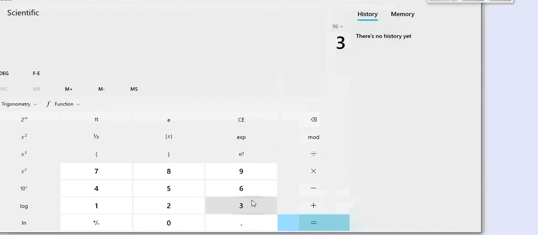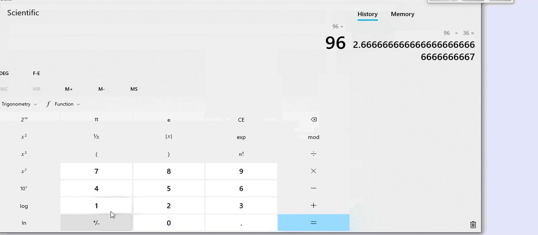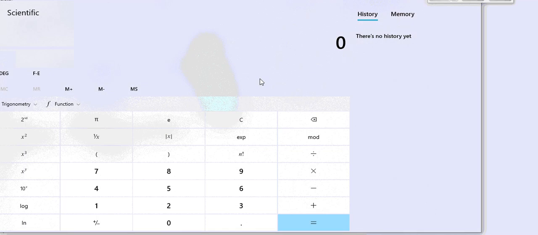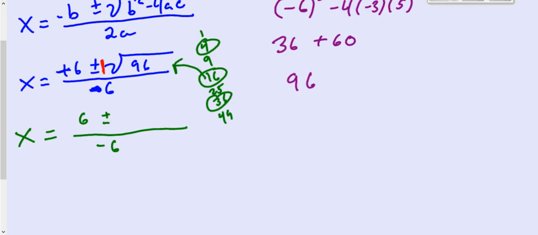96 divided by 36. Yeah, didn't think so. How about 96 divided by 16? Ooh, there it is. So 16. We always want to try to find the largest perfect square that works. So 16 is our magic number here.